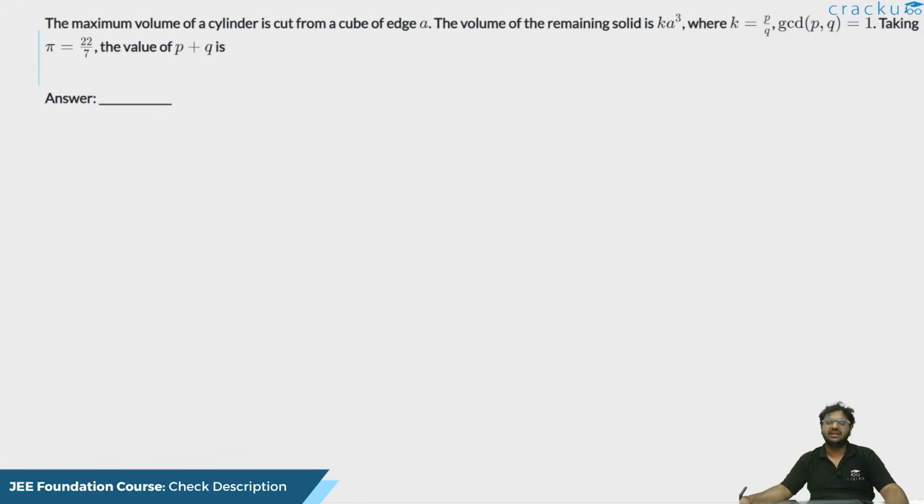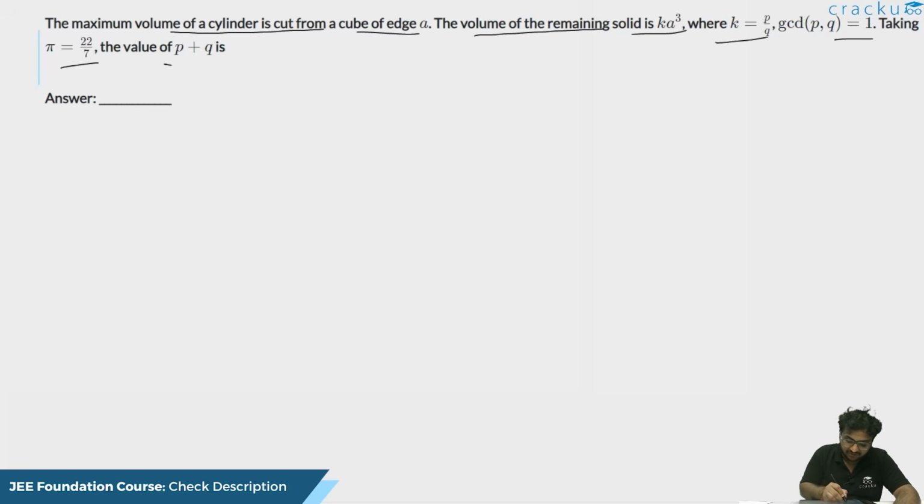Hi everyone. So let us look at this question. The question says that the maximum volume of a cylinder is cut from a cube of side a. The volume of the remaining solid is k a cube, where k is equal to p by q, and the highest common factor between p and q is 1. Taking pi equal to 22 by 7, the value of p plus q is?